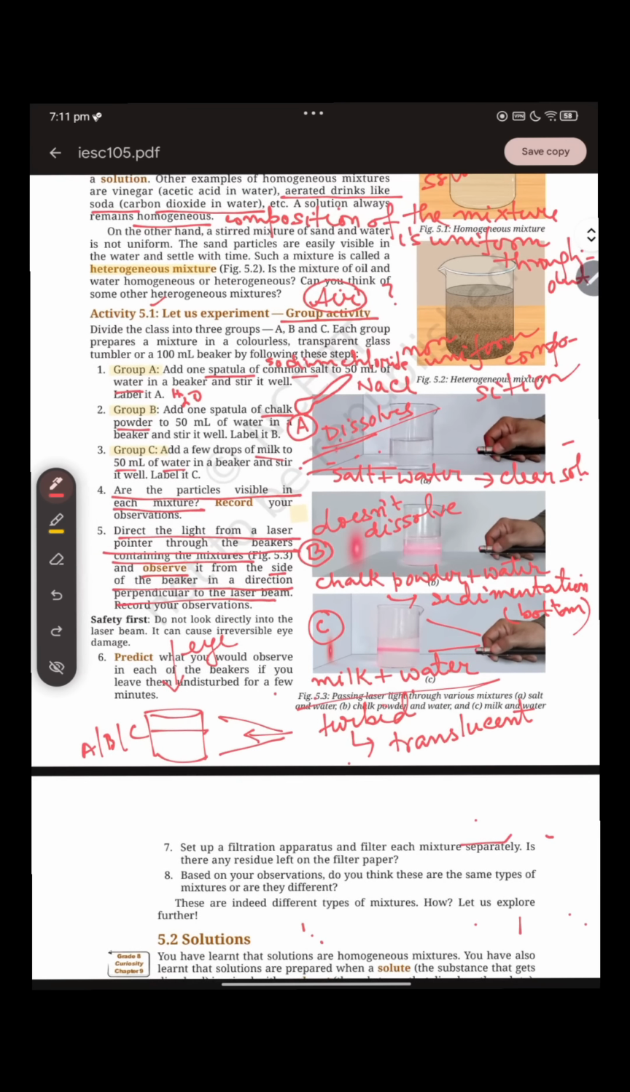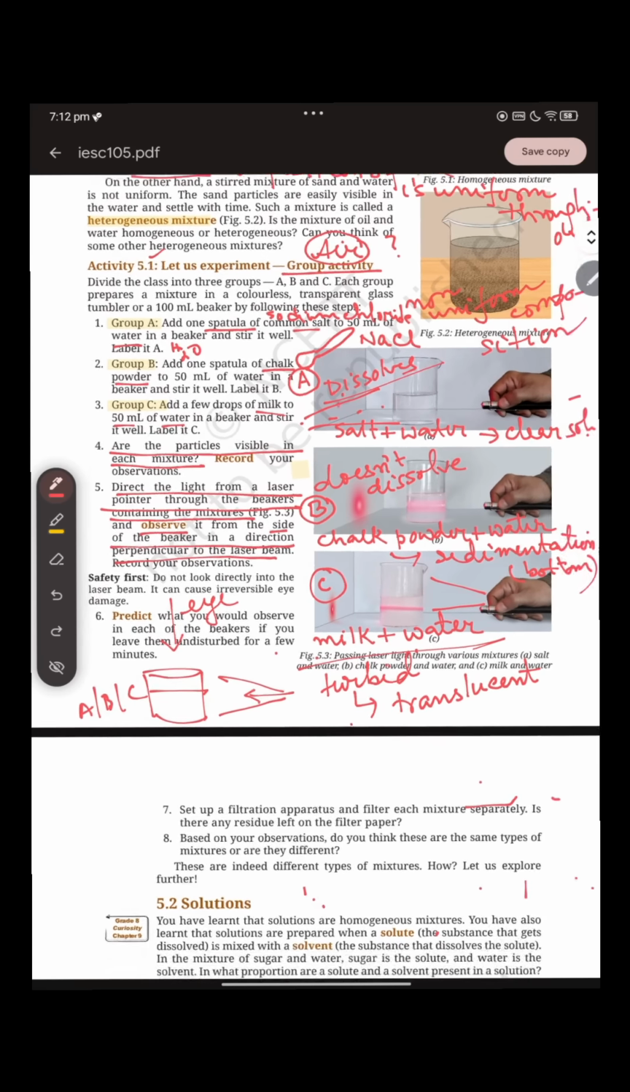Okay, so what is the safety issue? Safety issue over here is, do not look directly into the laser beam. It is very bad to play with these laser lights and direct them at anyone's eye, because it can damage your eye in such a manner that it cannot be recovered.